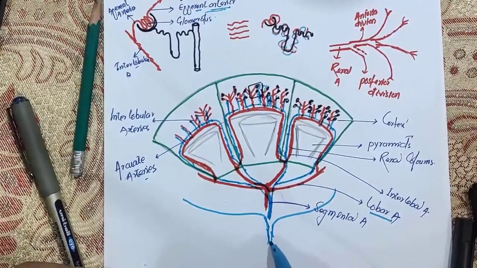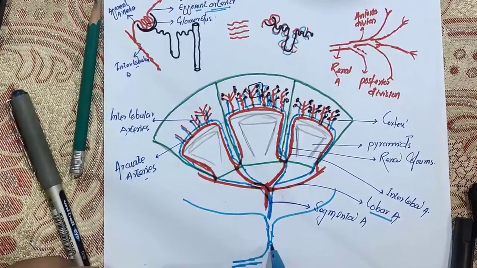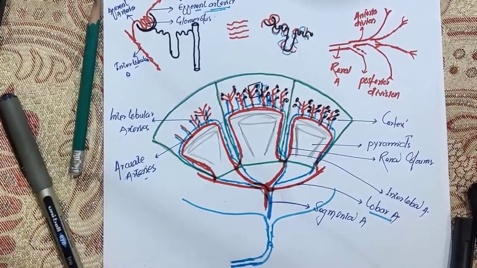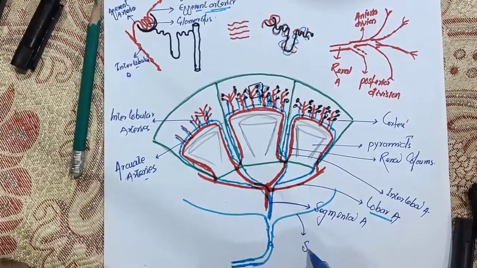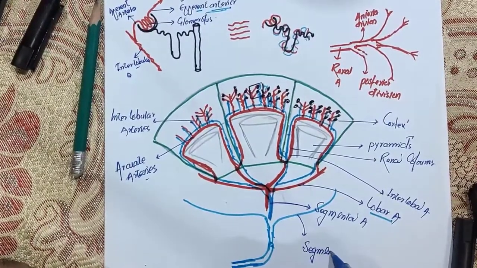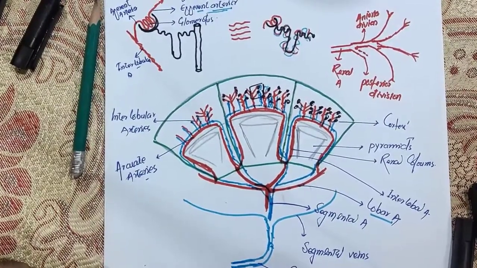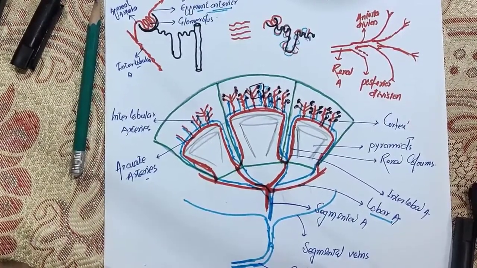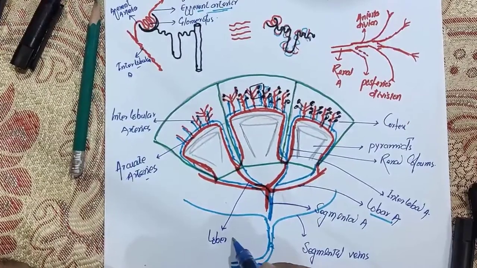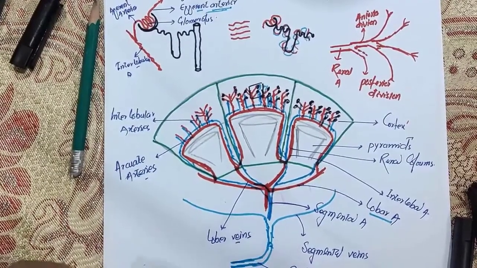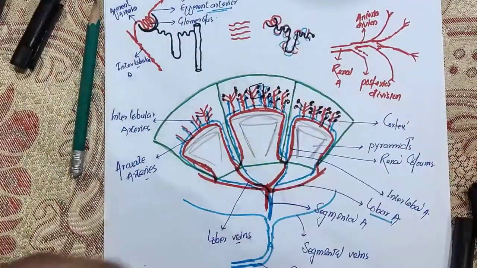lots of segmental veins will combine and make renal vein, and renal vein will be drained into what? It will be drained into the inferior vena cava. So this is the whole blood supply of the kidney. I hope you understand. So these are segmental veins. This is renal vein. These are lobar veins. Done, friends. So all this system occurs inside the whole kidney.